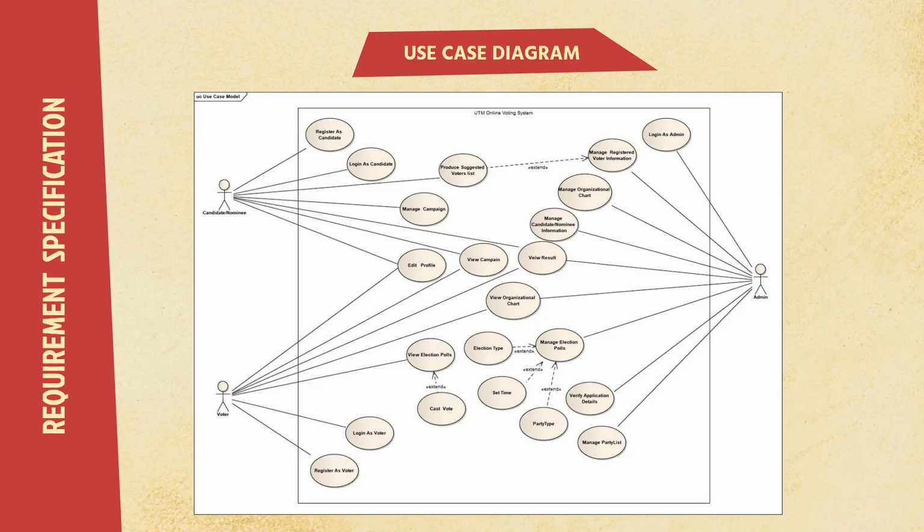And as for the voter stakeholder, the voter can register, log in, view elections and cast a vote in that election, edit the profile, and view the campaign which is posted by the candidate. And as a candidate stakeholder, he can register, log in, suggest voters if he is registered in a public election, manage the campaign, edit the profile, and also view the campaign.